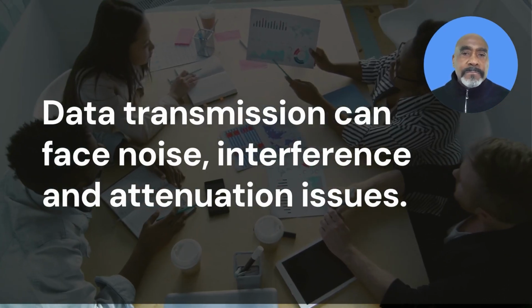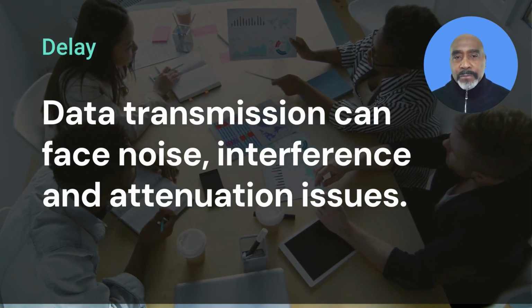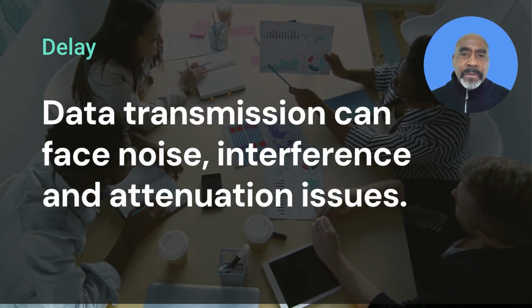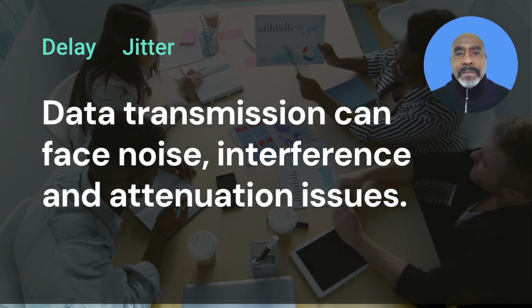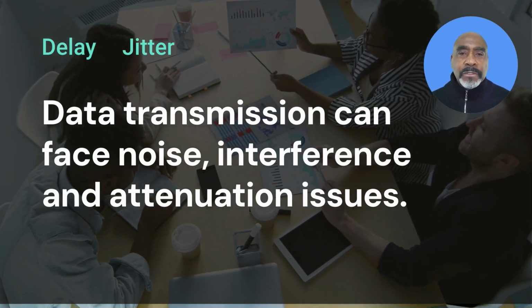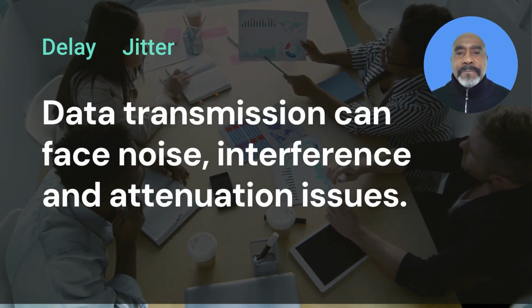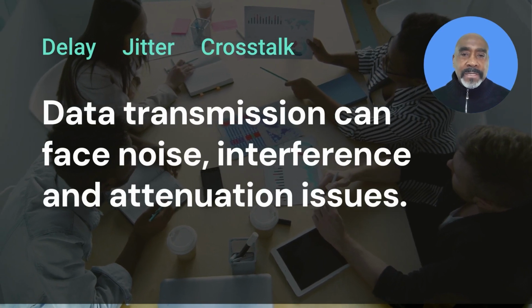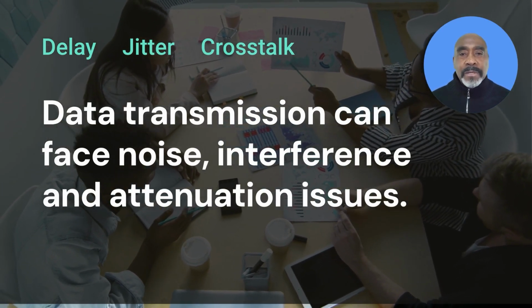Delay, the time it takes for data to travel from the sender to the receiver, influenced by factors like network congestion and propagation delay. Jitter, variability in the timing of data packets or signal arrival, which can affect the reliability of communication. Crosstalk, unintentional coupling of signals between communication channels, leading to interference and signal degradation.